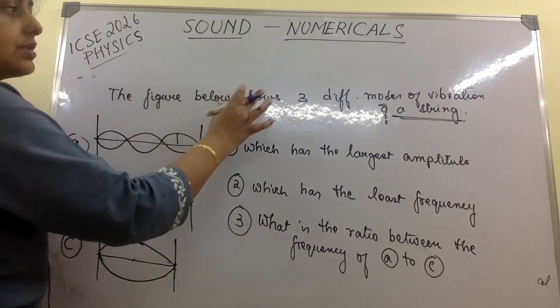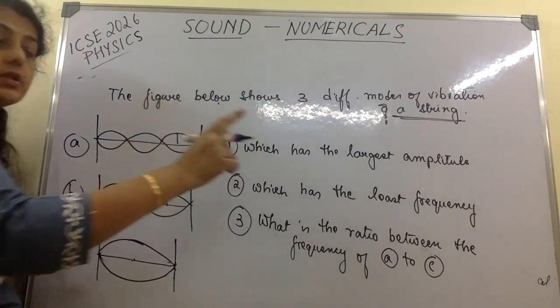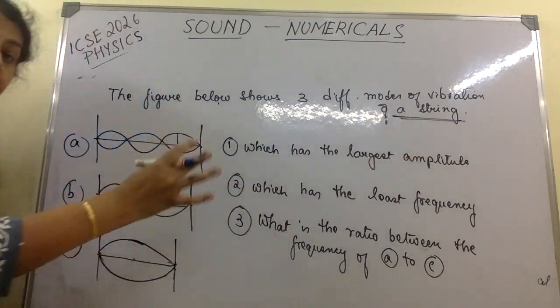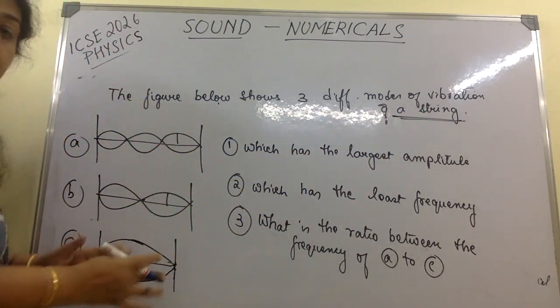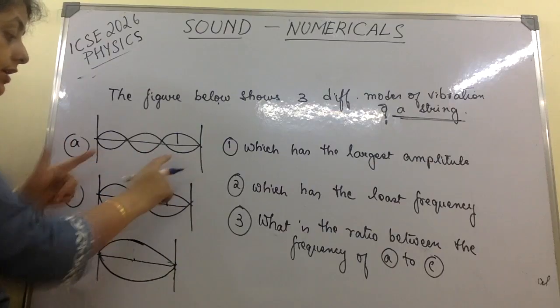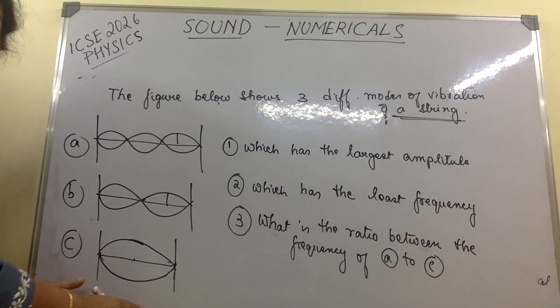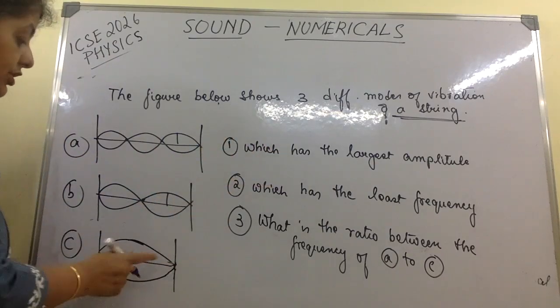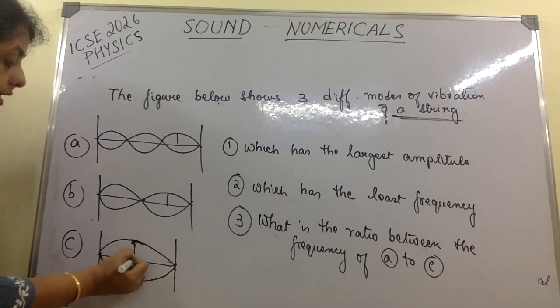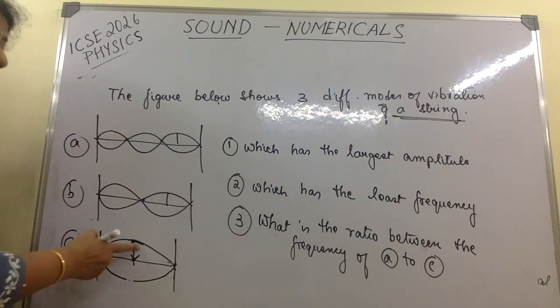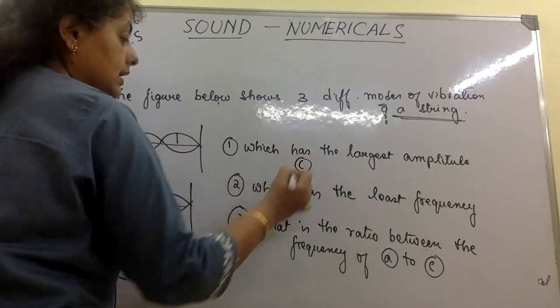The figure below shows 3 different modes of vibration of a string. This is important. When they say it is the same string, it means the length is the same. Same length divided into 3 parts, 2 parts and 1 part. So which has the largest amplitude? Naturally, this distance is highest in all of them. So the amplitude is highest here, C has the largest amplitude.